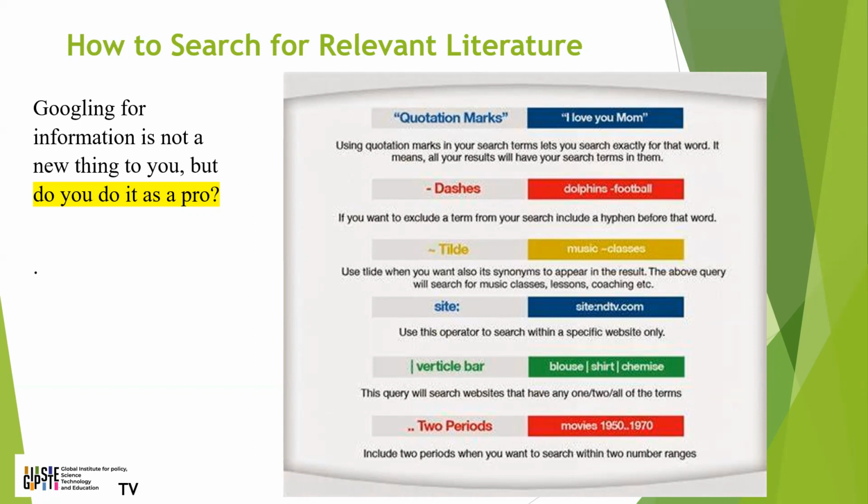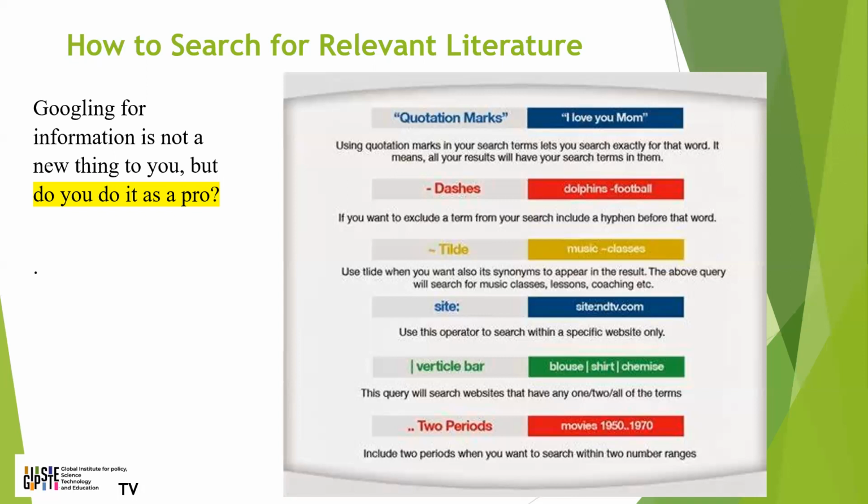Okay. The next element is dashes. If you want to exclude a term from your search, include a hyphen before that word. If you want to exclude any term like football, you have to make sure you include a hyphen before football.